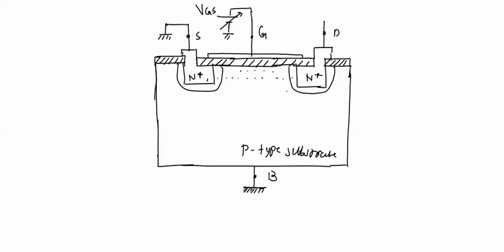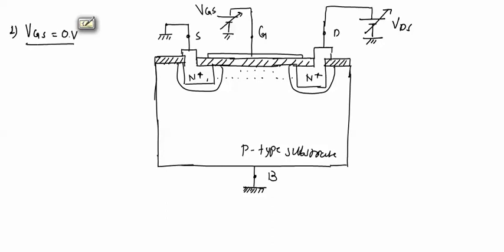Now we apply some positive voltage to the red terminal, and this voltage will be our drain to source voltage VDS. Now we will start the operation and we will draw the characteristics of this MOSFET. First, if we keep VGS equal to 0 volt, then with this VGS equal to 0 volt there will be no electrons attracted in the channel region.